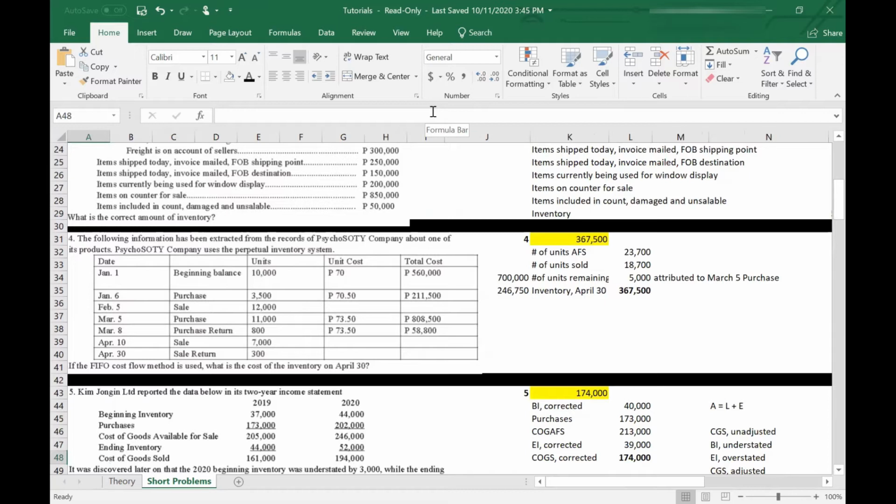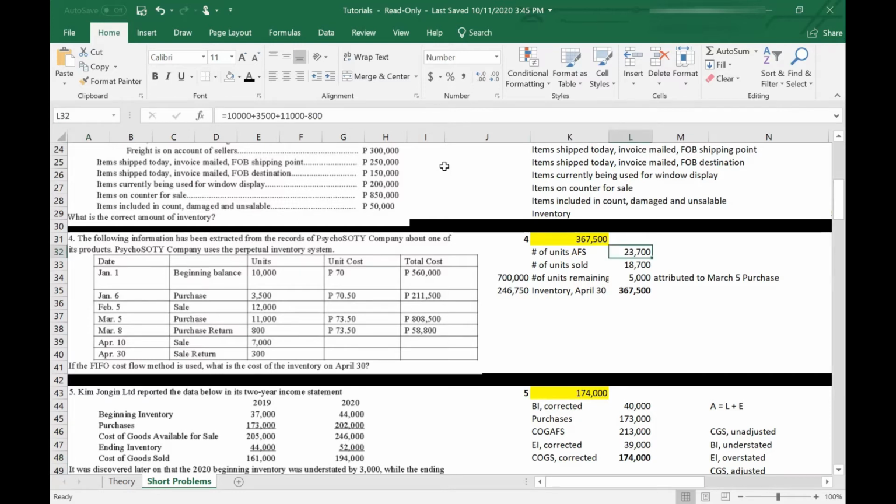For number four, the question is, if the FIFO cost flow method is used, what is the cost of inventory on April 30? So the technique for FIFO is just to determine the number of units on hand because it's asking for the cost of the inventory. You just determine the number of units on hand on April 30 and then determine the amount. So how do we do this?